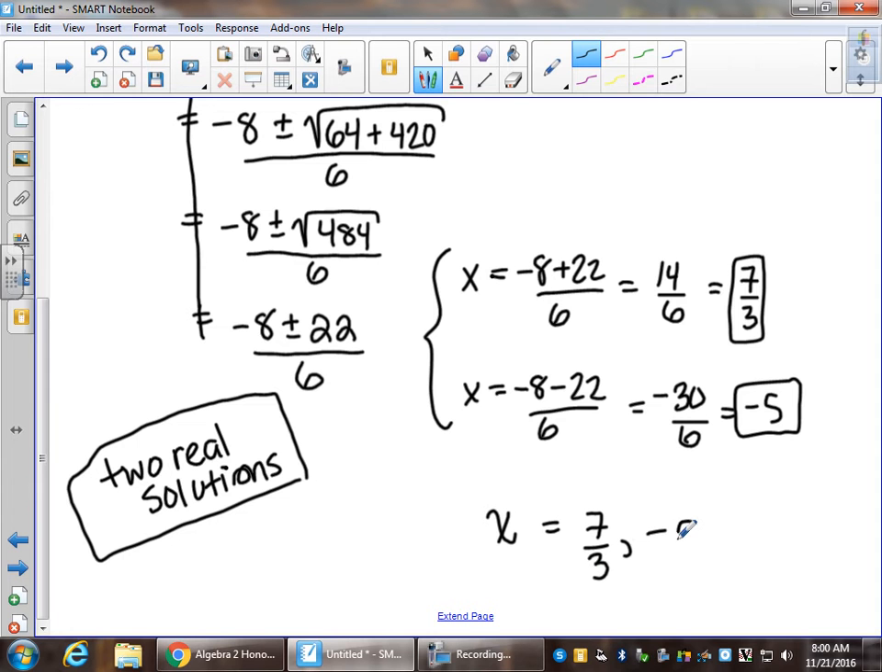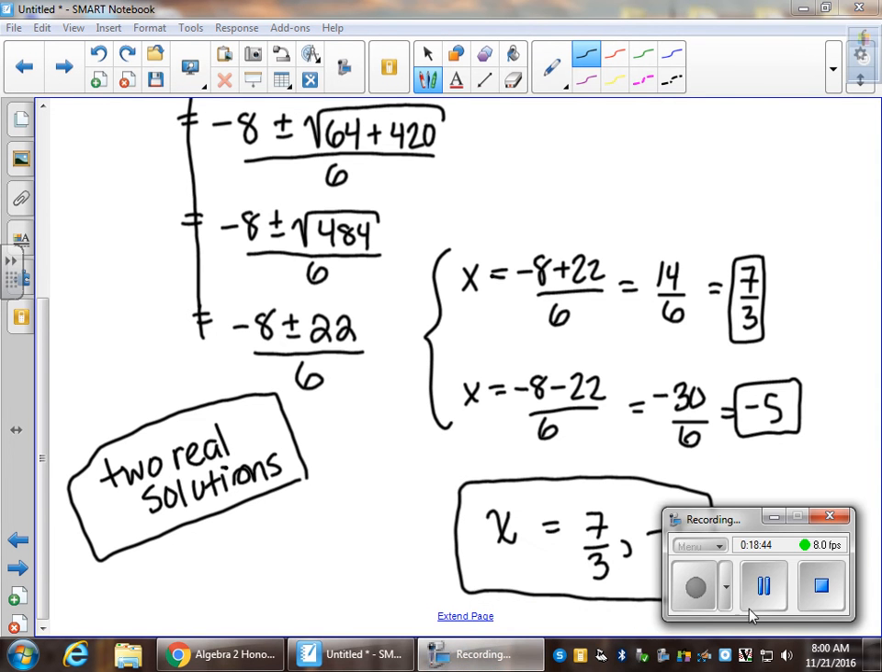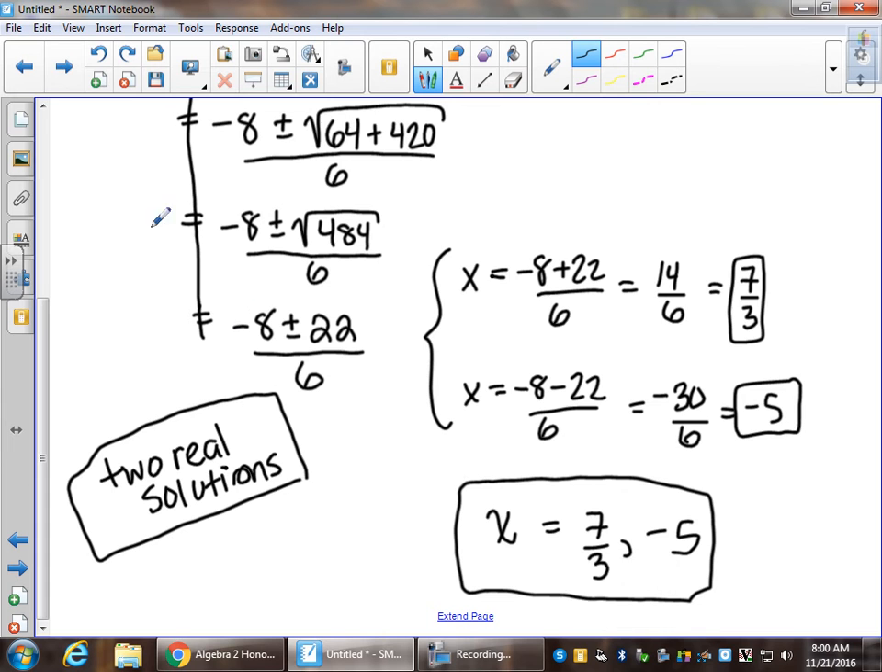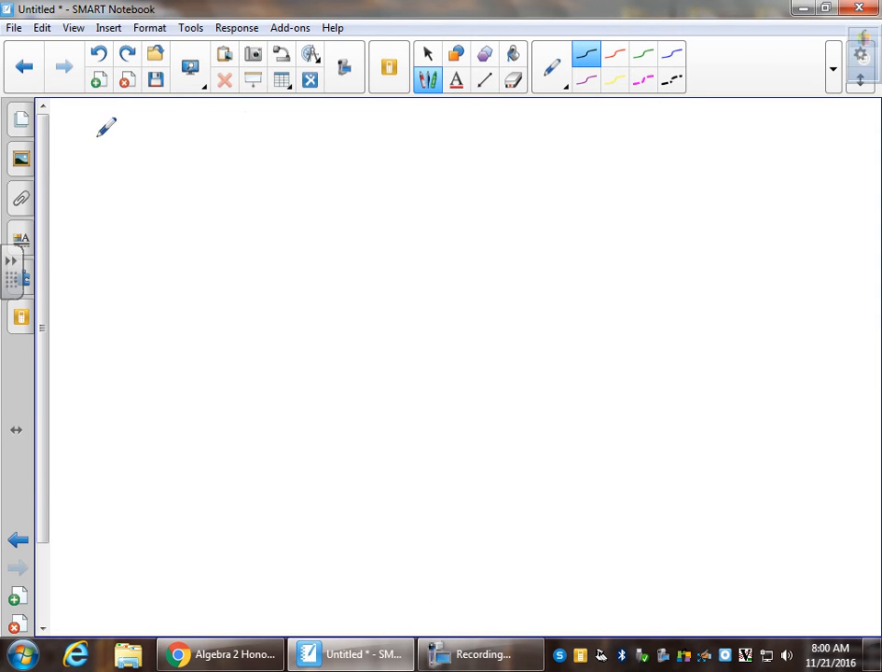And -5. Example 3. Example 3 says -x squared minus 2x equals 2. Remember that we need this equal to 0.